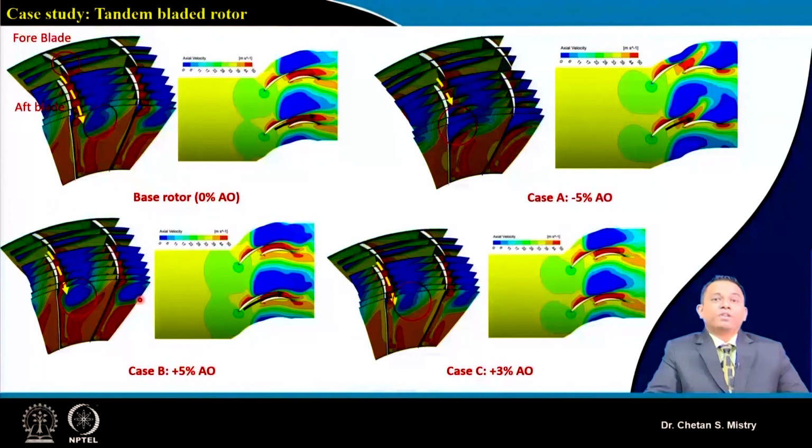Later on it was moved to 5%, and if we configure it here, the acceleration of flow between this blade passage gives a benefit in terms of removing the trailing edge separation. That's what was happening on the aft blade. Later on we optimized with 3% axial overlap, and if we look at the extent of this flow, what we call rollout or the secondary flow, the extent is reduced.